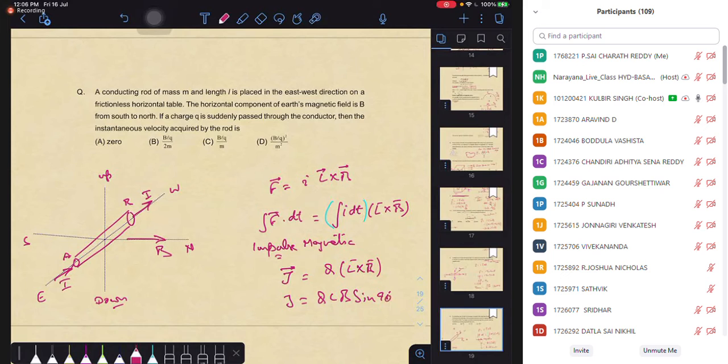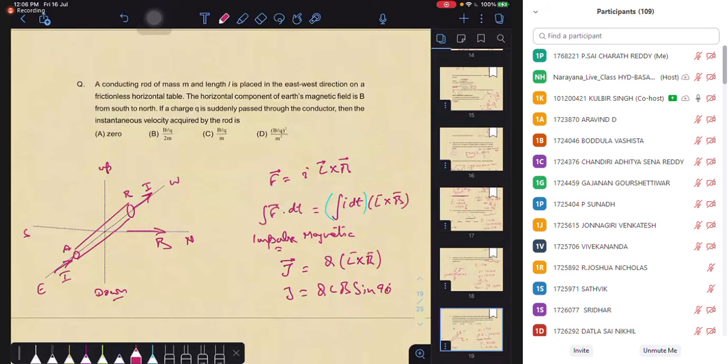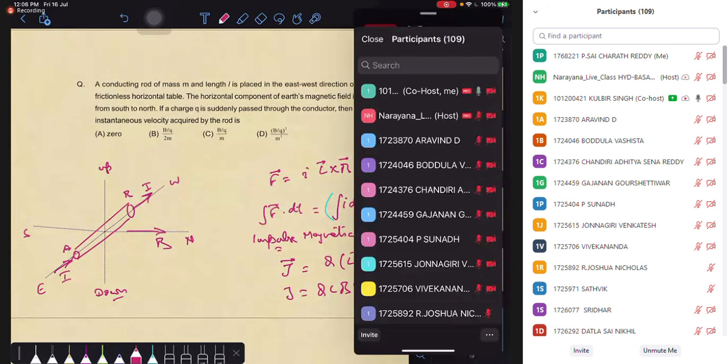That's my impulse. Now he's asking for the velocity acquired by the rod. So first tell me the direction of the velocity. Will it go up or will it go down? Will it jump up or jump down? The direction is I cross B.